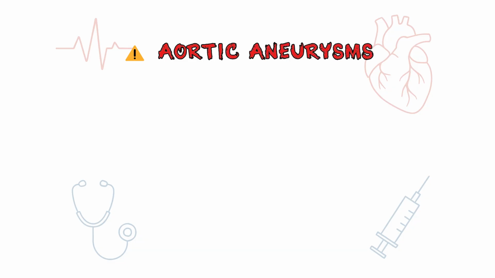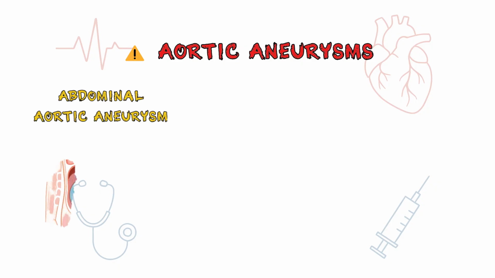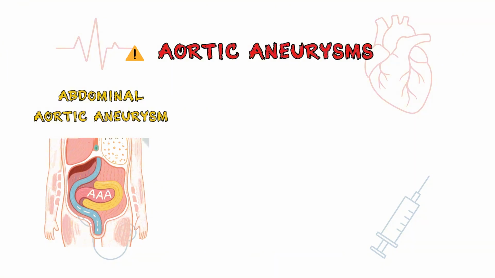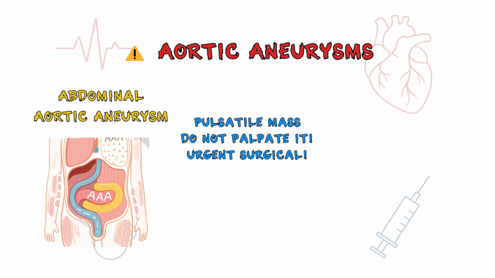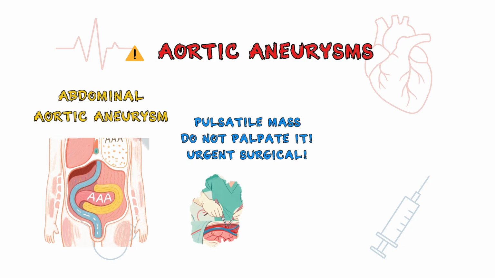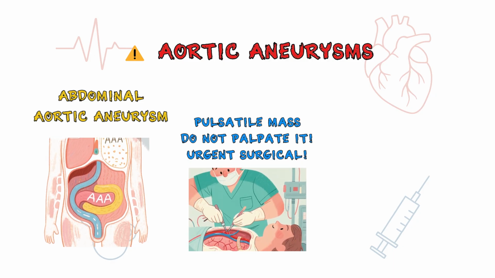Now, as a quick review, aortic aneurysm. Peripheral artery disease and aortic aneurysm, both diseases are caused by atherosclerosis. We can divide aortic aneurysm into two parts. First, abdominal aortic aneurysm, classic finding: pulsatile mass in the abdomen. Very important point, never palpate, because of risk of rupture, which can lead to severe back or abdominal pain and hypotension. Abdominal aortic aneurysm requires urgent surgical evaluation, often stenting.